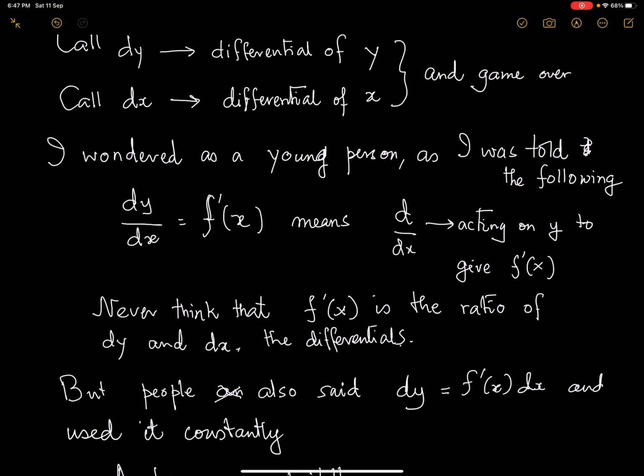On one hand you are telling that dy by dx, you cannot think of f dash x as the ratio of dy by dx. But you are also writing dy is f dash x dx. What does it mean? This is too confusing, isn't it?